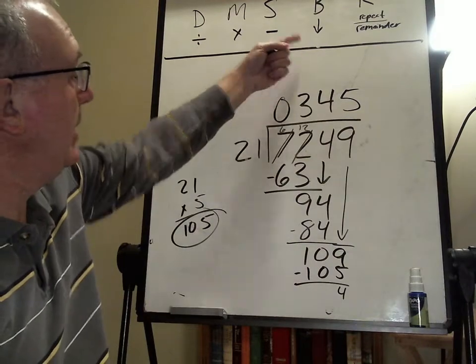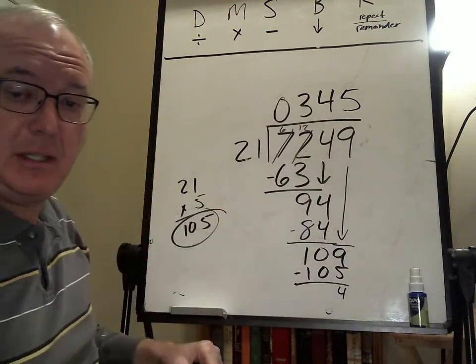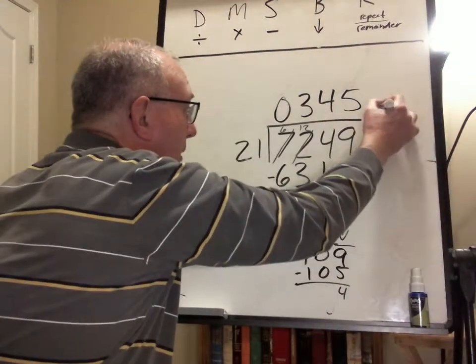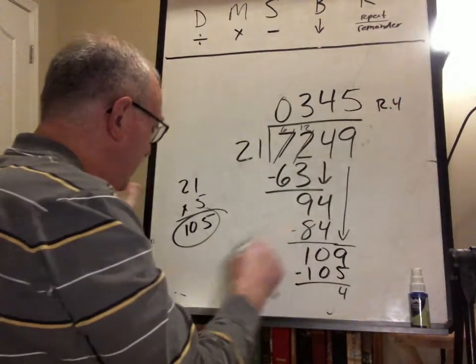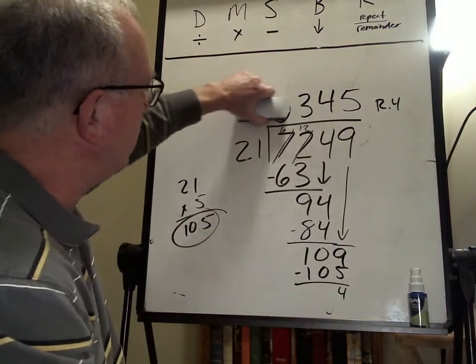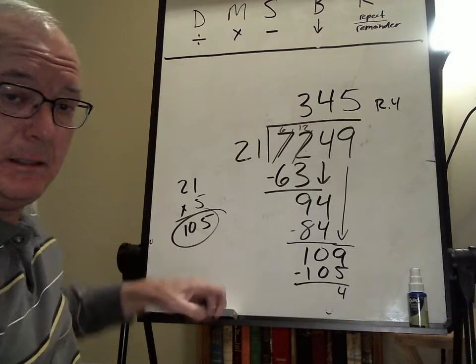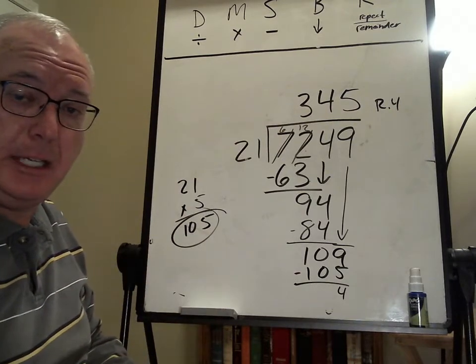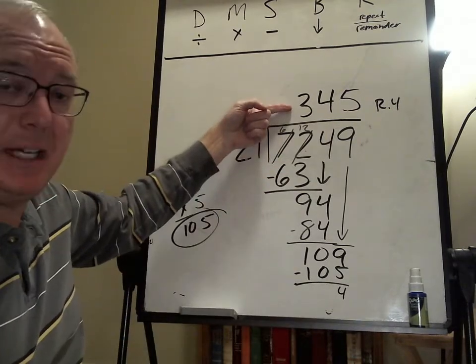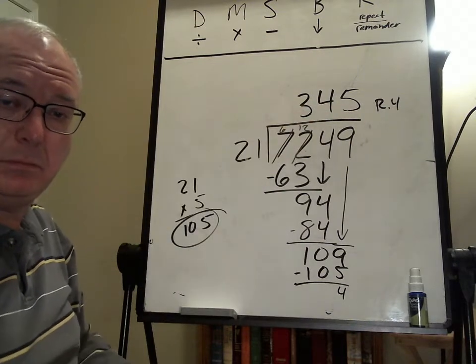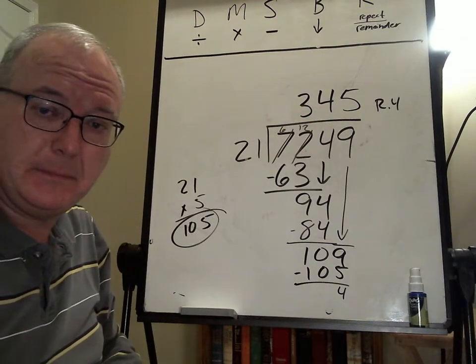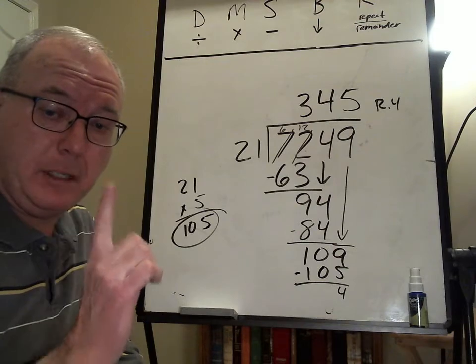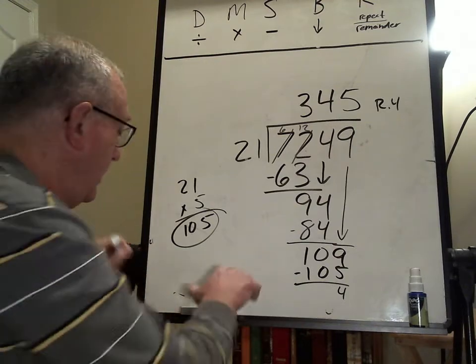We cannot bring down, so we are finished. Our remainder is 4. Put our remainder up on top. Clean up our answer of any unnecessary placeholders. And our quotient is 345 with a remainder of 4. It's that simple. Okay, let's work one more. One more real quickly.